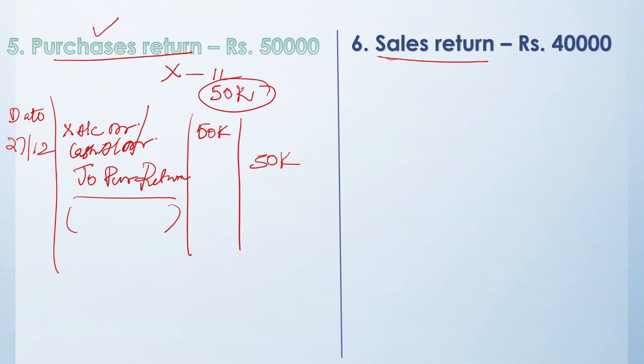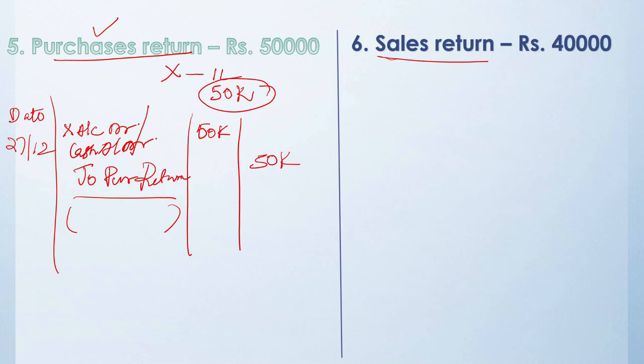In narration, you can write goods worth rupees 50,000 was returned to Mr. X or on a cash basis, right? When will Mr. X come in the books of accounts? When he is yet to make the payment for the return goods, right? When will cash come? When he is making the payment then and there.